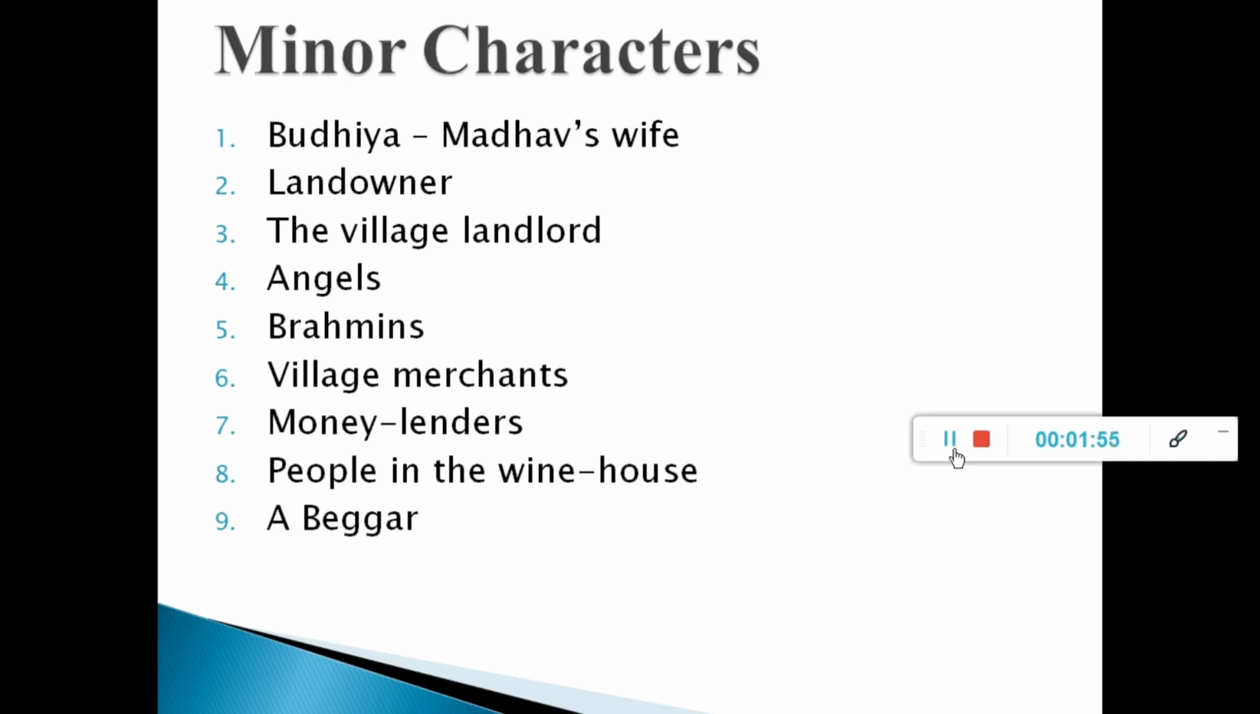And then we have very flat characters: angels, Brahmins in the society, the sixth one, village merchants, and the seventh one, money lenders. The eighth one, people in the wine house, and the last one, a beggar.